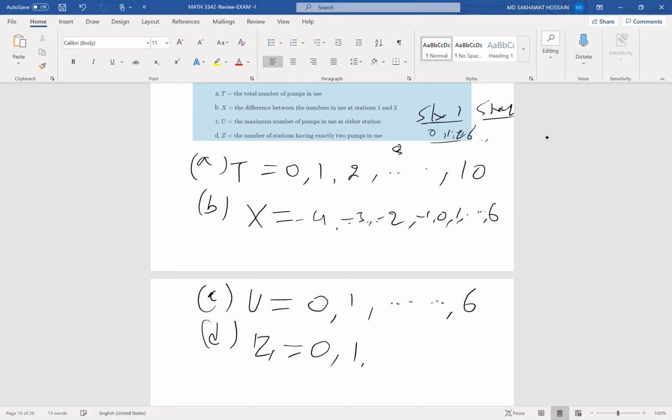And one station can have exactly 2 pumps in use, and both stations can have exactly 2 pumps in use, right? Because the maximum for station 1 is 6 and the maximum for station 2 is 4. So both stations can have exactly 2 pumps in use. One station can have exactly 2 pumps in use, and 0 stations, that means no station can have exactly 2 pumps in use, right? So these are the possibilities. So the possible numbers could be 0, 1, 2. Is it clear?